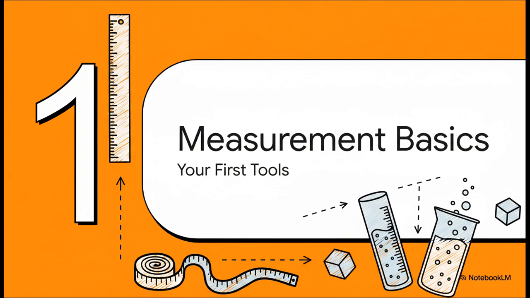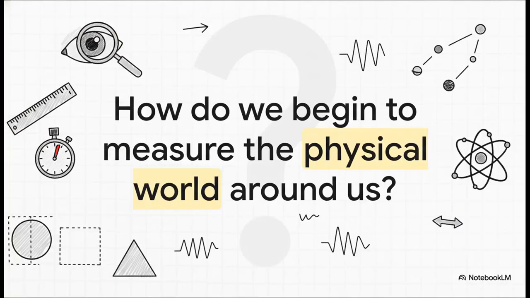All right, first up, the essential tools we use to figure out the space objects take up, starting with good old length and volume. I mean, this is the most fundamental question in physics, right? Before you can have any grand theories, you need data. And that data, it all starts with just simple, direct observation and measurement. So, where do we even begin?